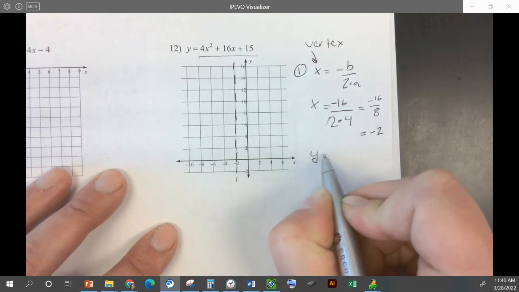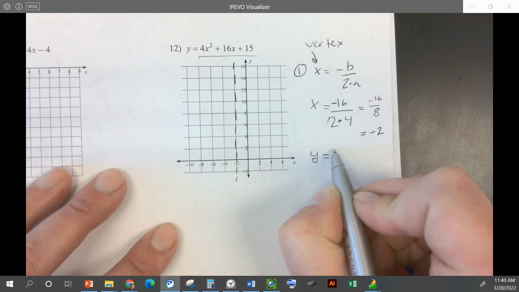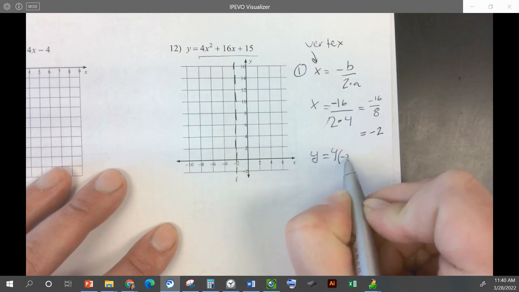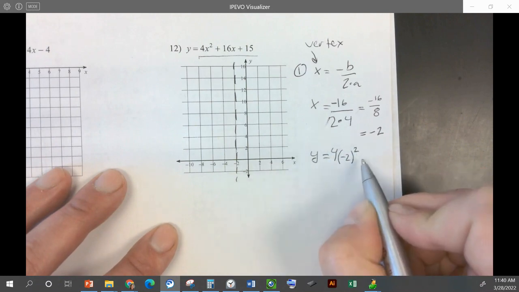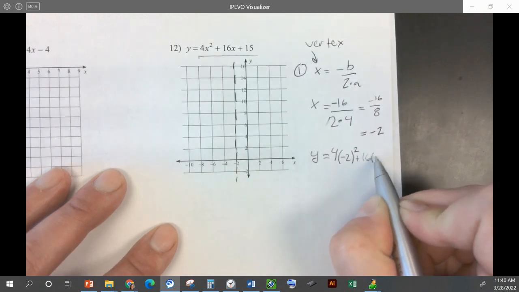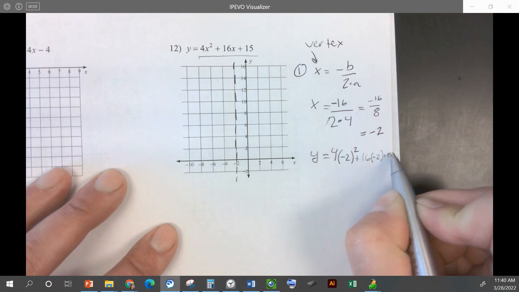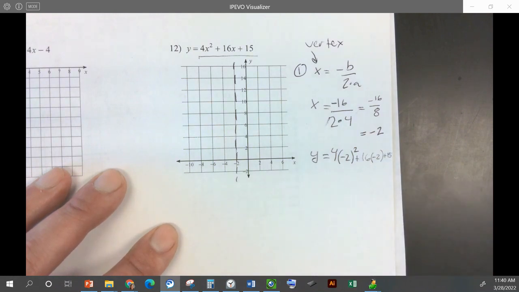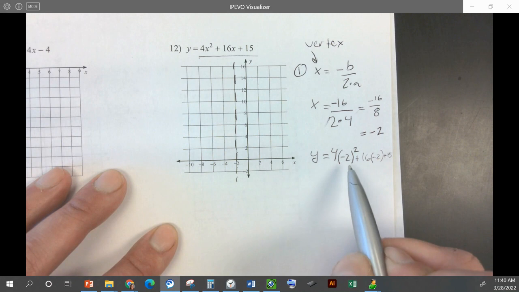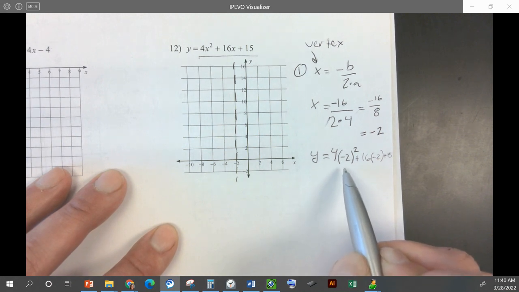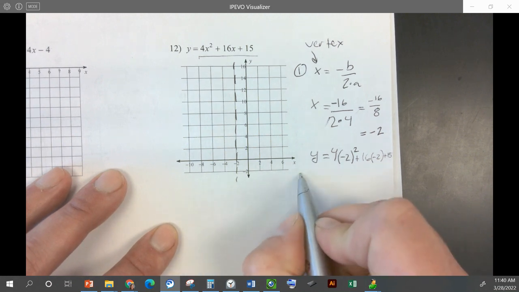So when y, what is y when x is negative 2? So 4 times negative 2 squared plus 16 times negative 2. I'm running out of space. I'll fit in that 15 on the edge, plus 15. So now we just have to simplify it. When x is negative 2, what is y?